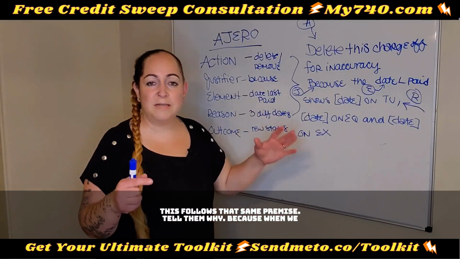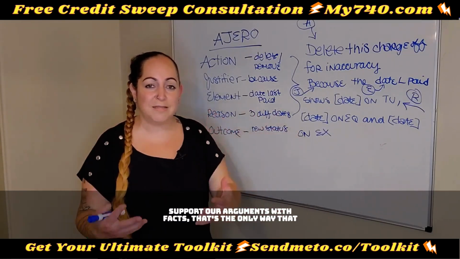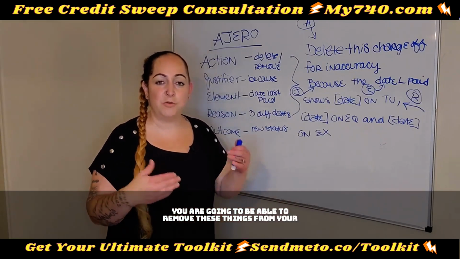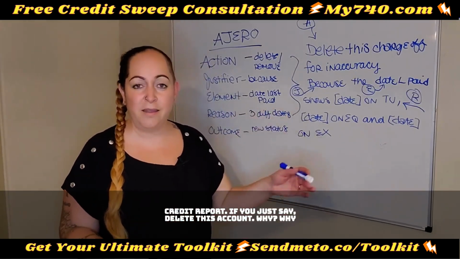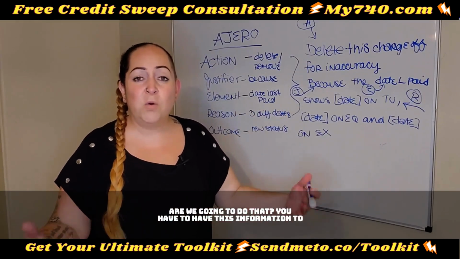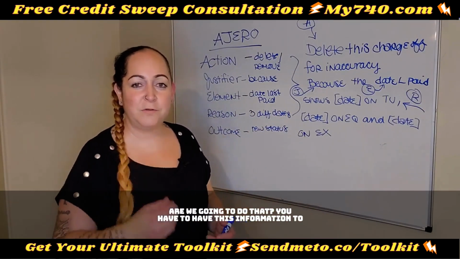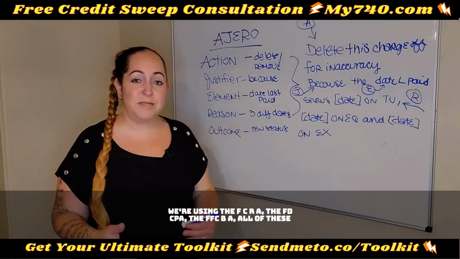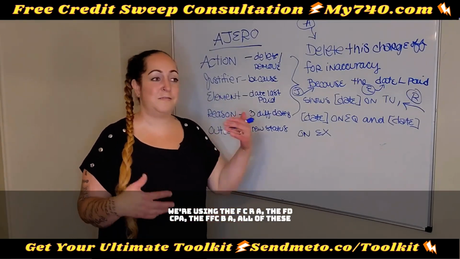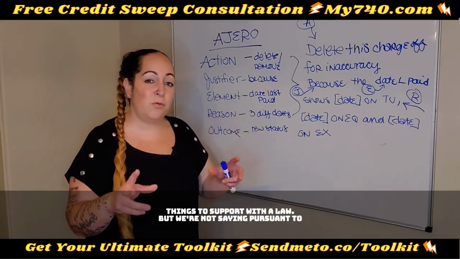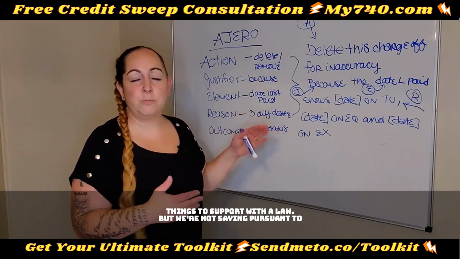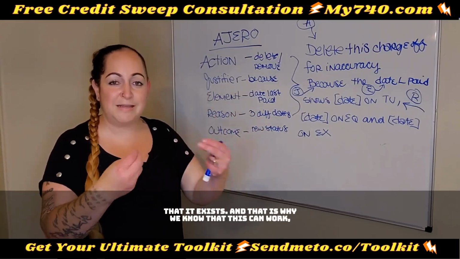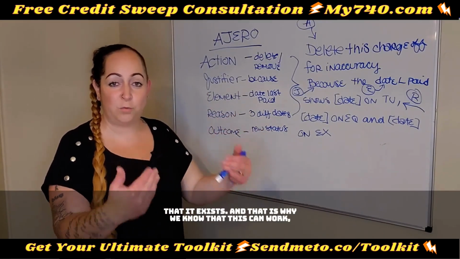Tell them why, because when we support our arguments with facts, that's the only way that you are going to be able to remove these things from your credit report. If you just say delete this account, why? Why are we going to do that? You have to have this information to support your claim, your argument, okay? And of course, we're using the FCRA, the FDCPA, the FCBA, all of these things to support with a law, but we're not saying pursuant to blah, blah, blah, unless there is a violation. We just know that it exists, and that is why we know that this can work, right?